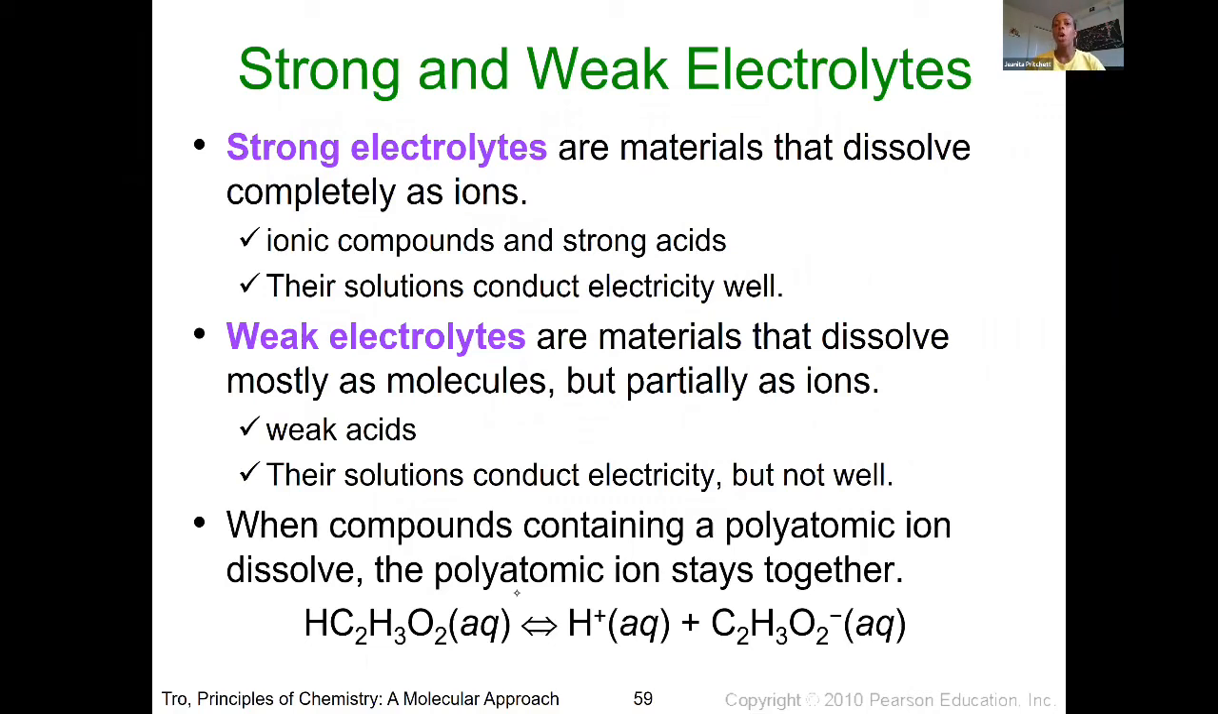Weak electrolytes are only partially dissolved and only partially ionized. And so they'll conduct electricity, but not as well as our strong electrolytes. And just remember, as you're predicting the dissociation piece, that the polyatomic ion, if it's present in an acid, is going to remain together as it dissociates. And so you're going to get the hydrogen ion plus, in this case, the acetate ion coming out with the relative amounts remaining the same.